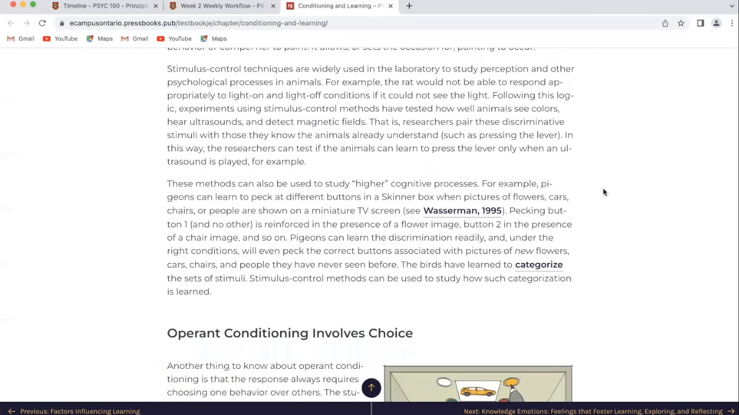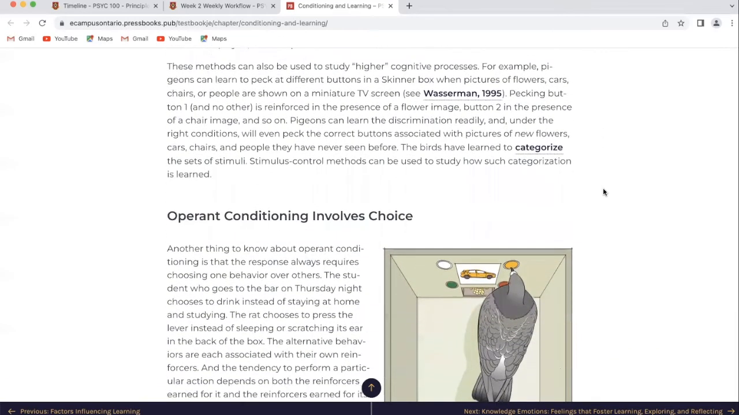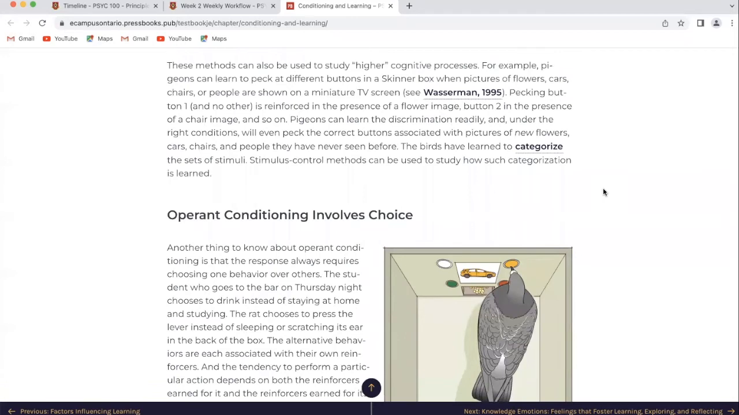These methods can also be used to study higher cognitive processes. For example, pigeons can learn to peck at different buttons in a Skinner box when pictures of flowers, cars, chairs, or people are shown on a miniature TV screen. Pecking button 1 and no other is reinforced in the presence of a flower image, button 2 in the presence of a chair image, and so on.